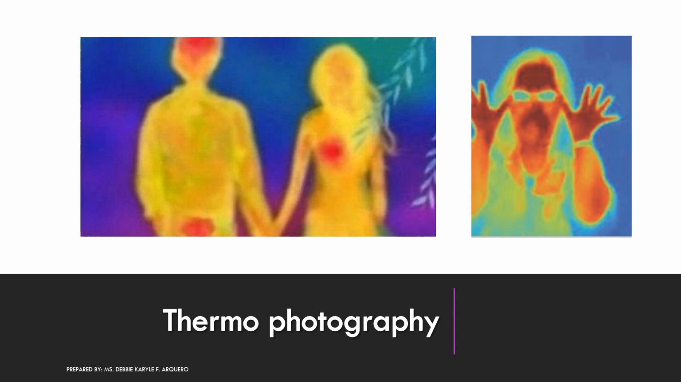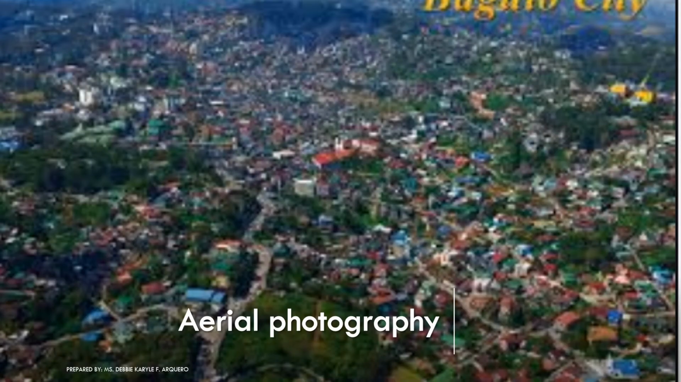Okay, if you notice, there is a yellow part and a red part. In the red part, that is where the heat is recorded. So, meaning the heat is concentrated in that part of the body. Thermophotography is usually employed in airport inspection, in order to determine if the traveler is carrying any contraband. Another is aerial photography.